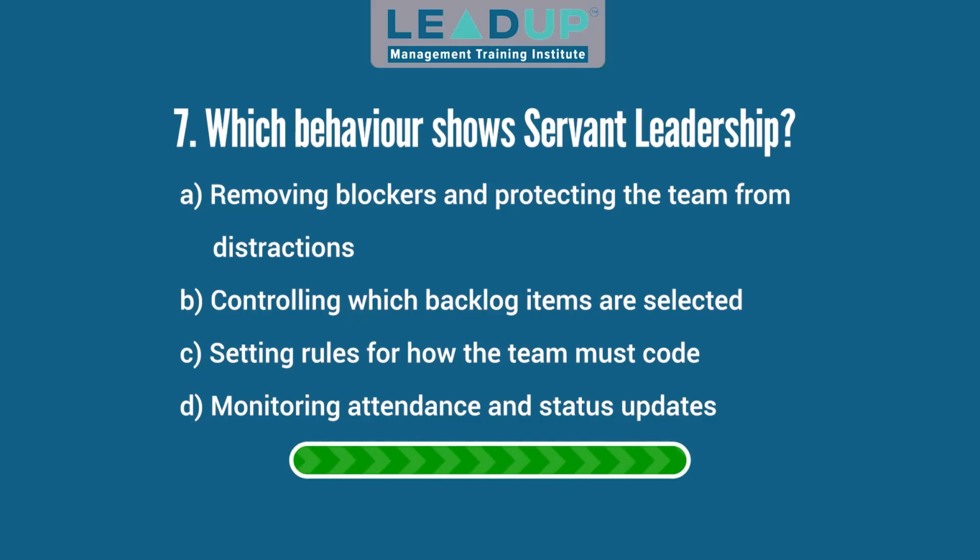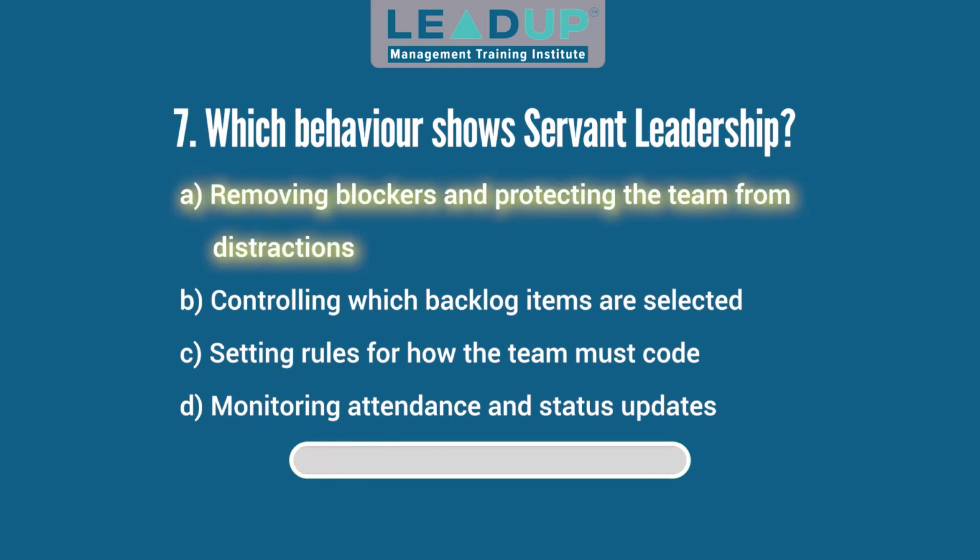Question 7. Which behavior shows servant leadership? A. Removing blockers and protecting the team from distractions. B. Controlling which backlog items are selected. C. Setting rules for how the team must code. And D. Monitoring attendance and status updates. Answer: removing blockers and protecting the team from distractions.